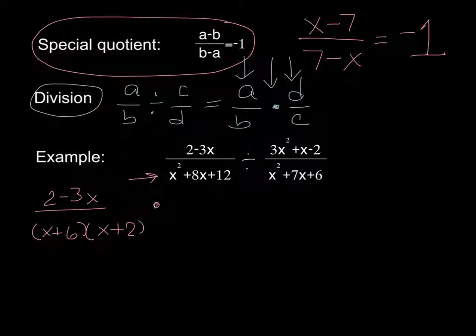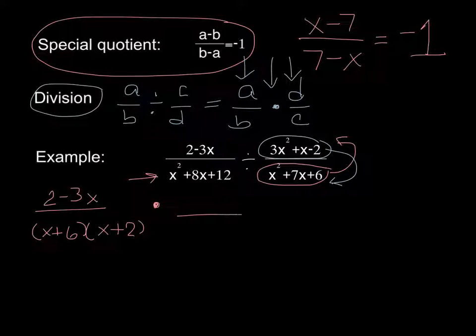I'm going to change this to multiplication, and I'm going to switch where I write these two. So I am going to factor the denominator here. It's two things that multiply to 6 that add to 7, x plus 6 and x plus 1. But notice that I wrote it in the numerator.